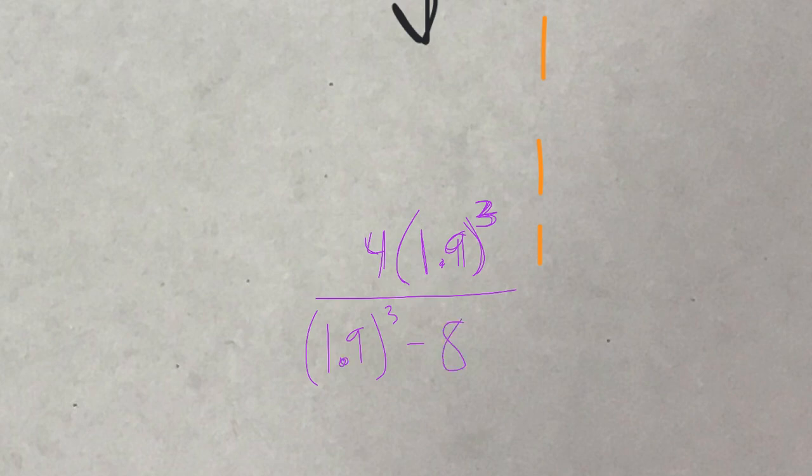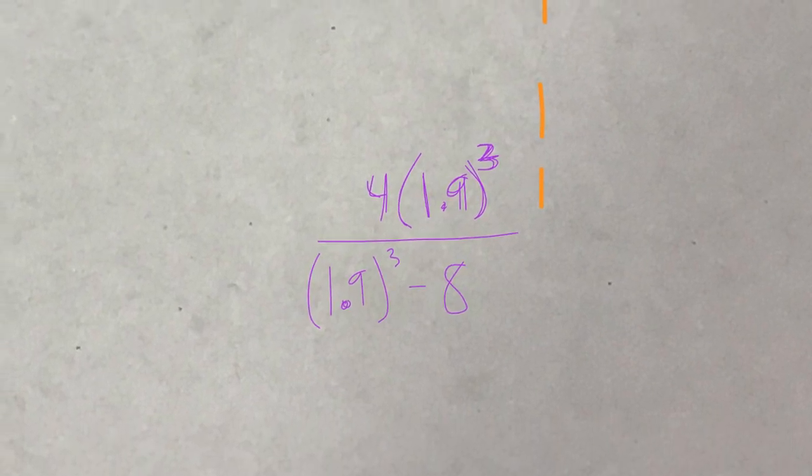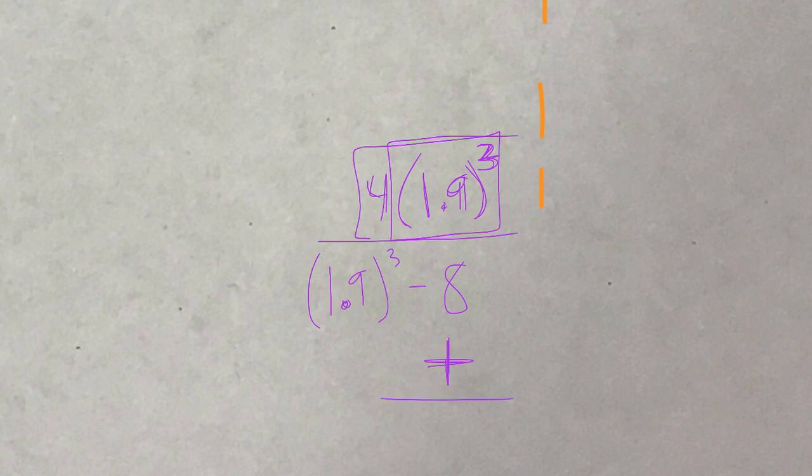And we are just checking for the positivity of this number. If it's a negative number, then our graph goes down on the left of our asymptote. And if it's a positive number, then the graph goes up. So 1.9 cubed, that's a positive number, times 4, that's also a positive number. So our numerator will always be a positive number. And 1.9 cubed, well, that's a number less than 8. Okay, I know that 2 cubed equals 8. So 1.9 cubed must be less than 8, because 1.9 is less than 2.